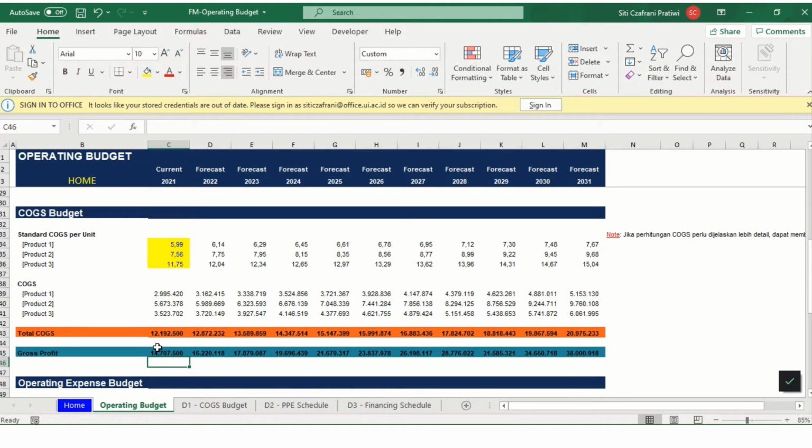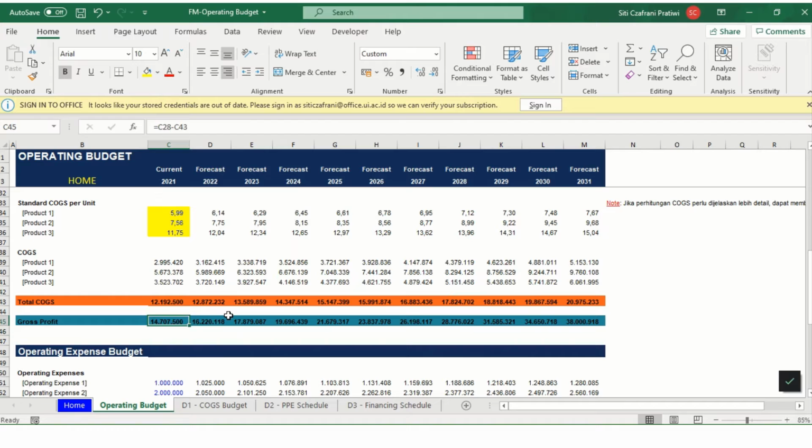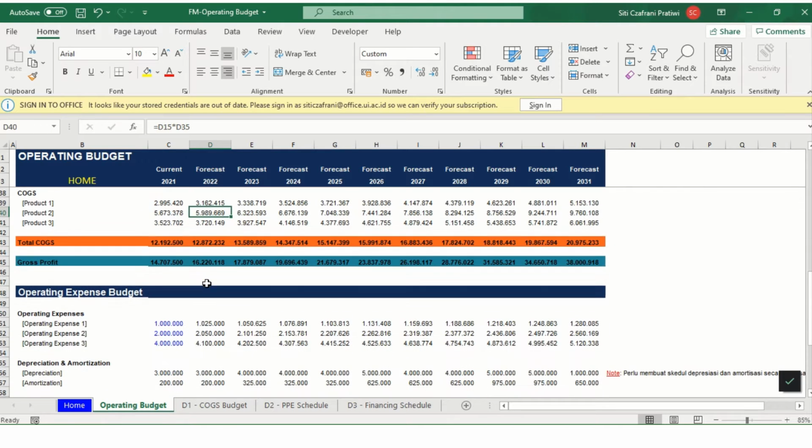You will have your gross profit and also the forecasted gross profit for the next 5 years, 10 years of your forecast period. Again, if the font color is black, make sure that you use the appropriate formula here. This is for gross profit.